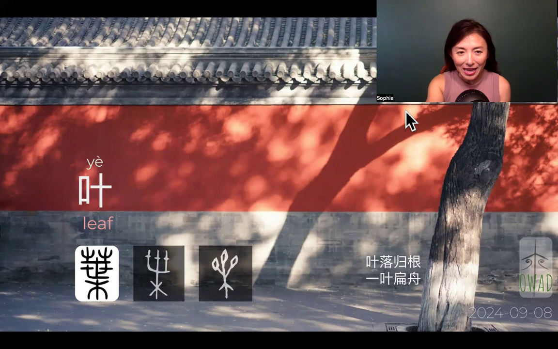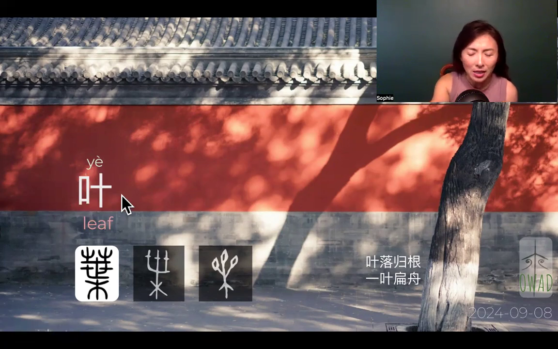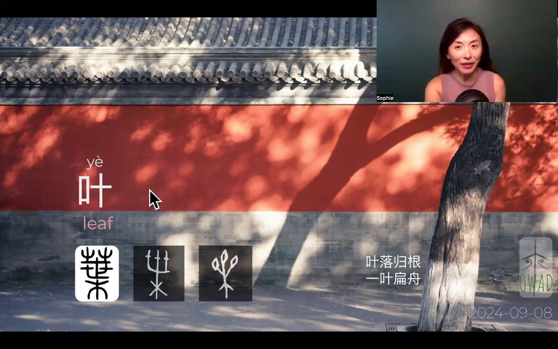Ye. Okay. In simplified Chinese, we see a mouth symbol, a box, and the number 10. This cross is the Chinese number 10, which came from the roping technology. So it doesn't make sense. Like a mouth and the number 10, why is it a leaf? It doesn't add up.